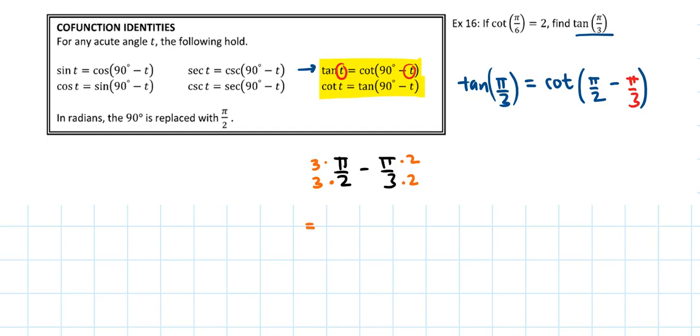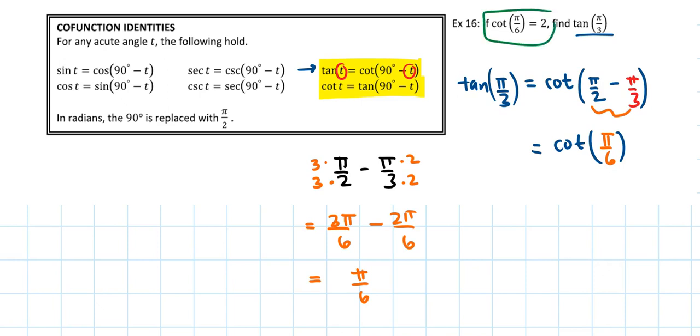So this will leave me with 3 pi over 6 minus 2 pi over 6, which leaves me with pi over 6. So pi over 2 minus pi over 3 is pi over 6. So see if that identity helps us with anything. They're telling us that tangent of pi over 3, according to the cofunction identity, is the same as cotangent of pi over 6. And then they actually give us, okay, cotangent of pi over 6 is equal to 2.